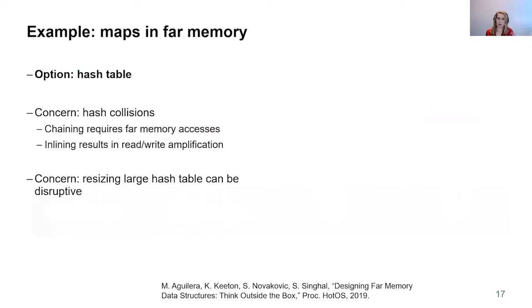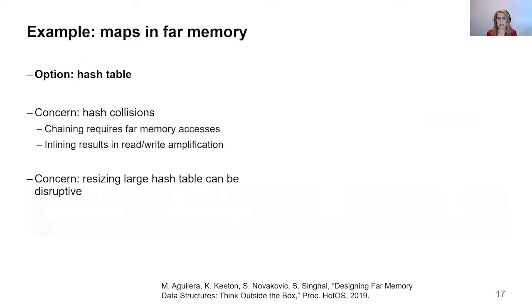So if we think about putting these things together, how can we design a data structure for far memory? So let's take, for example, a map. A map is something that maps from a key to a value. And so typically maps are implemented as either hash tables or trees. So if we think about what would it mean to build a really, really large map using a hash table? Well, the good news is that we would get constant time accesses for read operations. But there are definitely issues in hash tables with collisions.